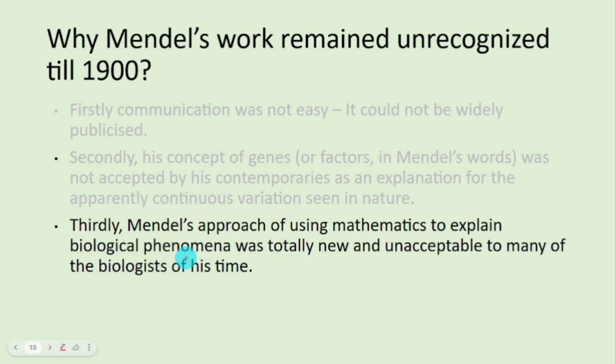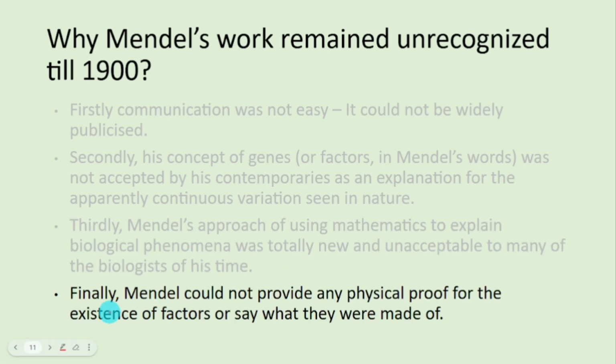Then third reason is Mendel's approach of using mathematics to explain biological phenomena was totally new and unacceptable to many of the biologists of his time. So see, this is something which is applicable to current times also. People think that mathematics and biology are two different subjects and they are distant apart, and they fail to see the relation between these two subjects.